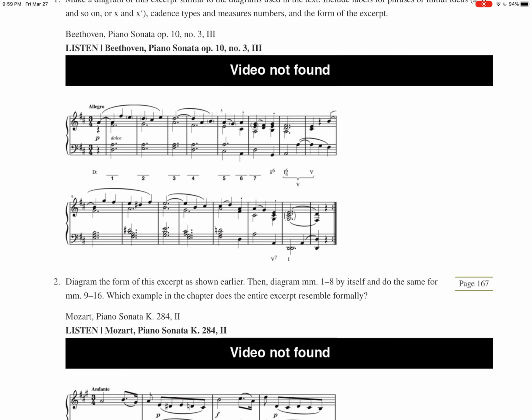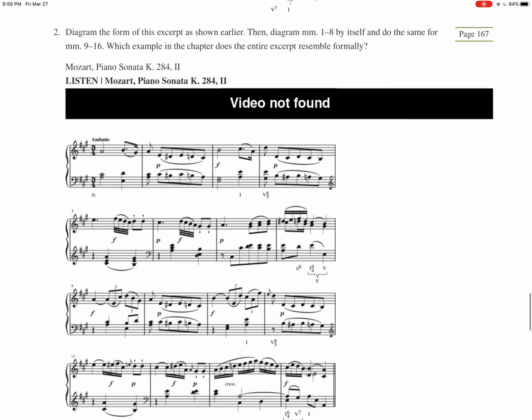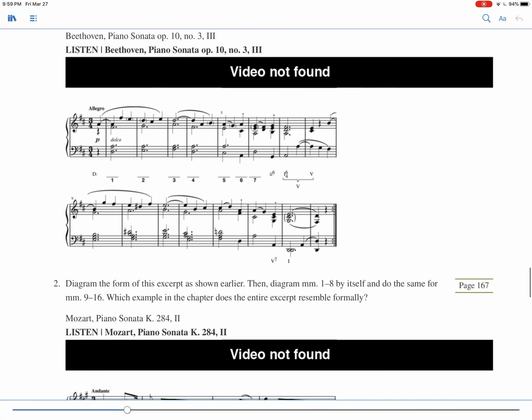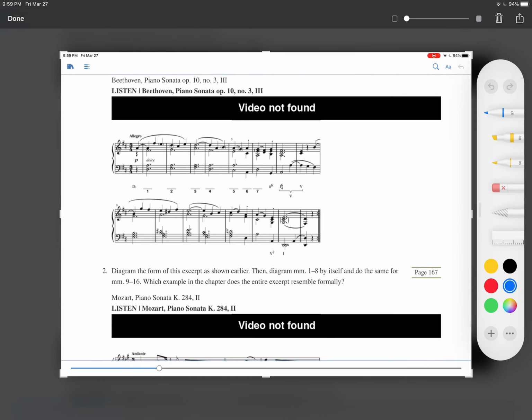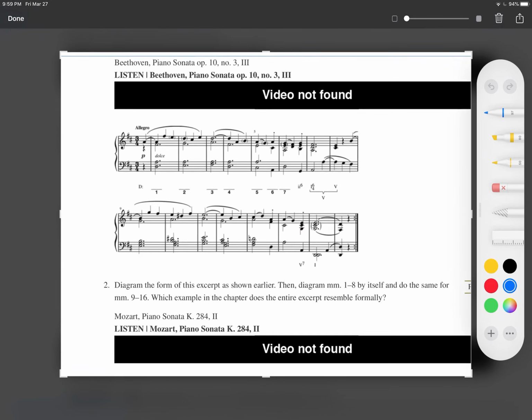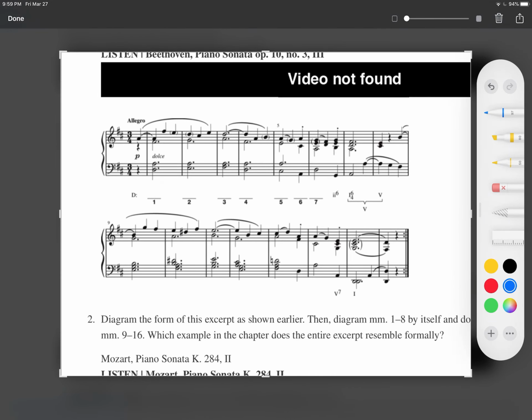I want to scroll down and show you how to do some of the workbook examples that I'm having you do. And really, you're not doing much. You're not taking any of the instructions that they actually give you in the workbook. Really what I want you to do is look at each of the examples and decide what kind of cadence you have. And they mark all of the chords for you, so you're just having to look at it and say, okay, what chord am I ending on?